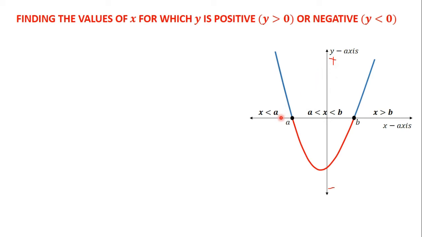This is because if we take any point on this side and we trace it to the curve, it will meet it at the positive side of y. If we take any point on this side and we trace it to the curve, it will meet it at the positive side of y.